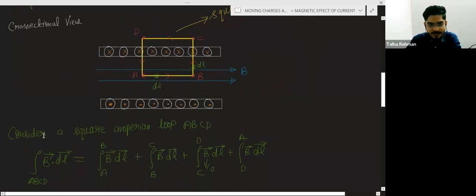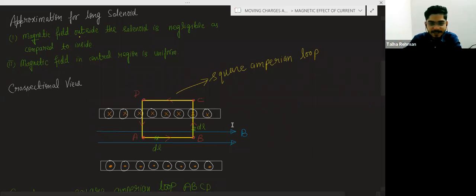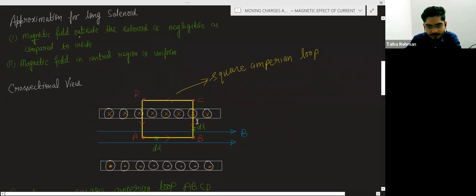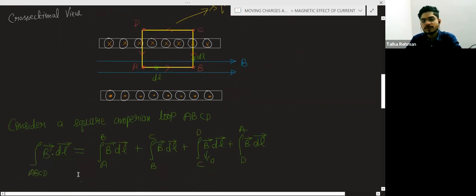So we have considered a square Amperian loop ABCD. Now the first thing we will do is calculate the line integral of magnetic field along AB, BC, along this square. So this is the line integral of magnetic field along the ABCD square. We have to do the line integral of magnetic field along the whole square.